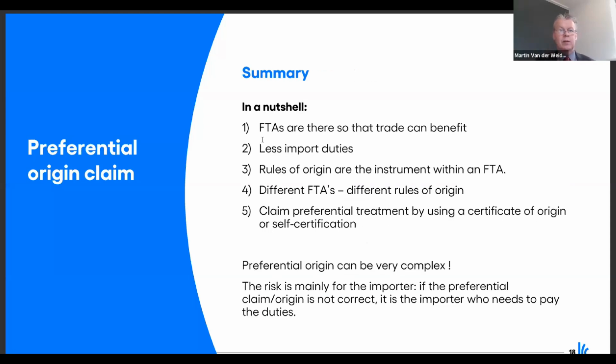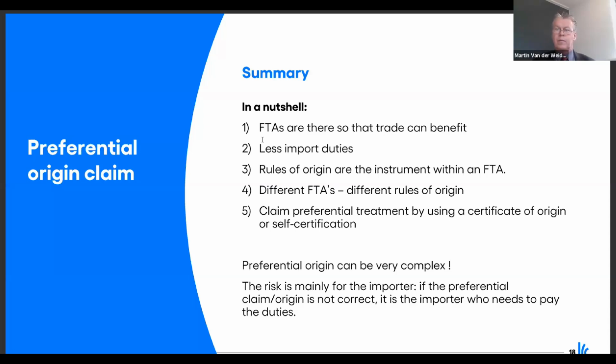So, in a nutshell, there are plenty of free trade agreements where trade can benefit. You pay less import duties. That's the main issue. Always look at what preference you claim, and whether it makes sense to put all the effort into the rules of origin and applying for a certificate of origin.